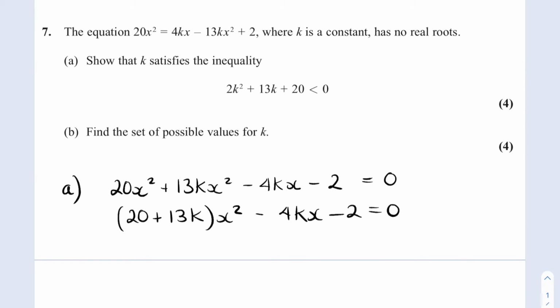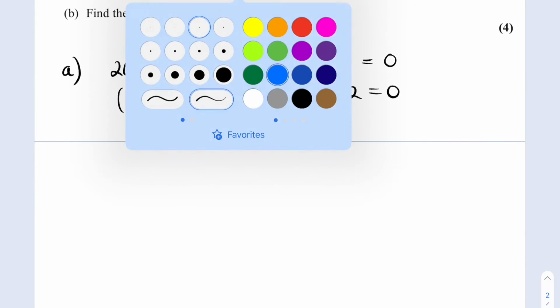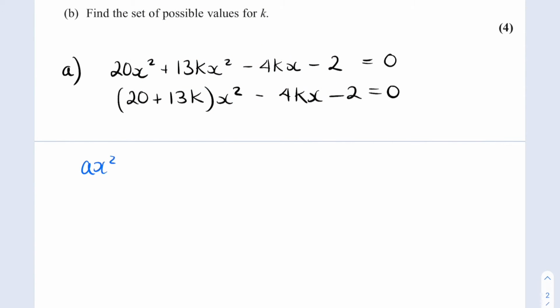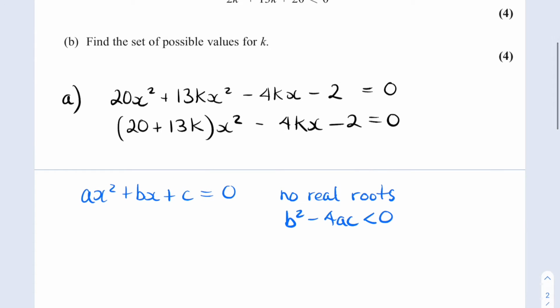So we're told that this equation has no real roots, so this is a discriminants question. So let's just recap what we know about discriminants. If I'm given this equation and I'm told that there are no real roots, then I know that the discriminant, which is b squared minus 4ac, should be less than 0. If we're told that there's one repeated root, then the discriminant is equal to 0. And if I'm told that there are two real roots, then the discriminant is positive.